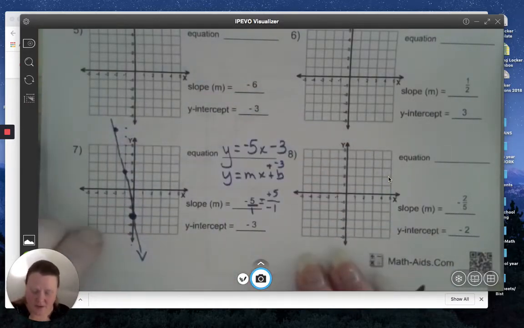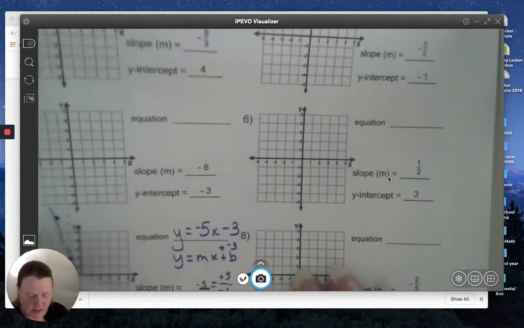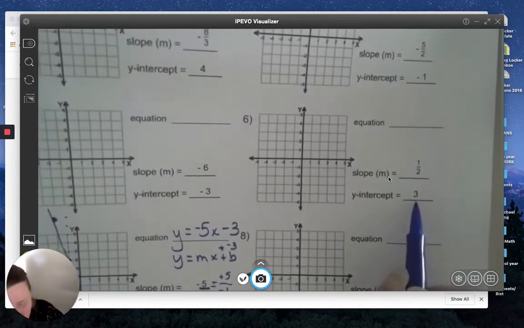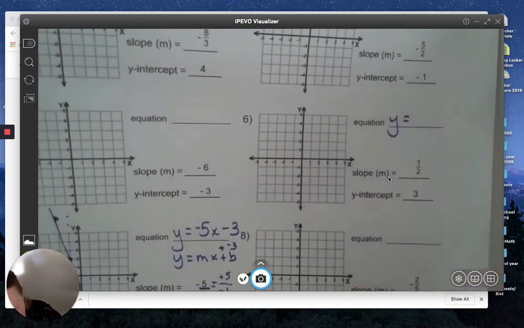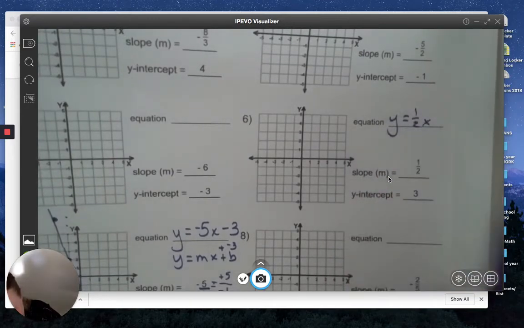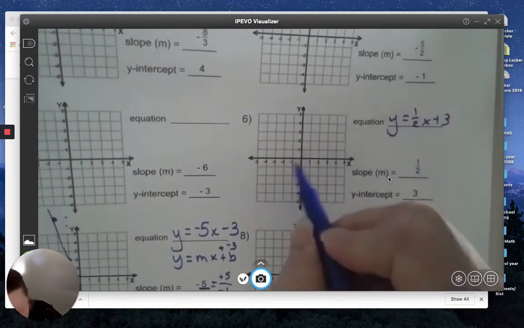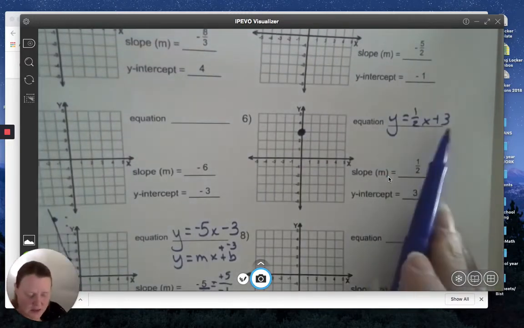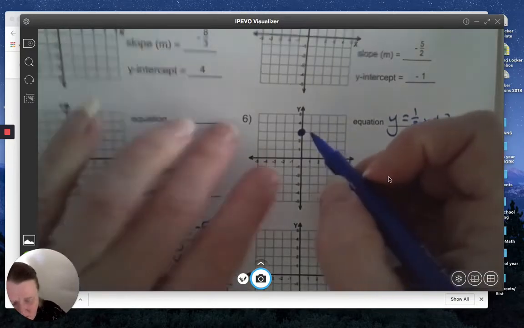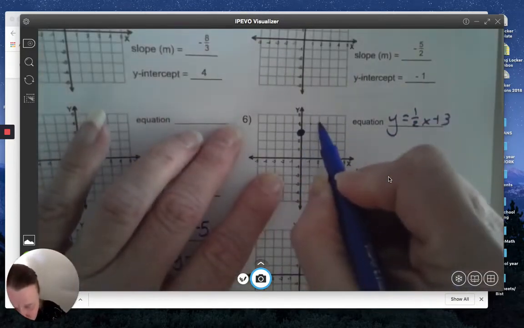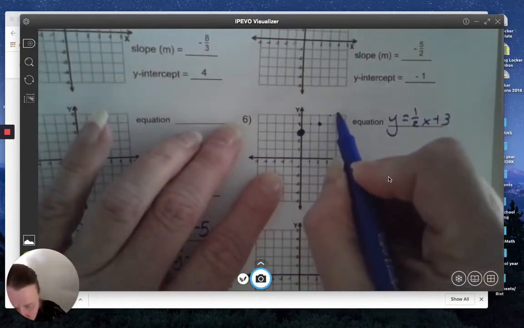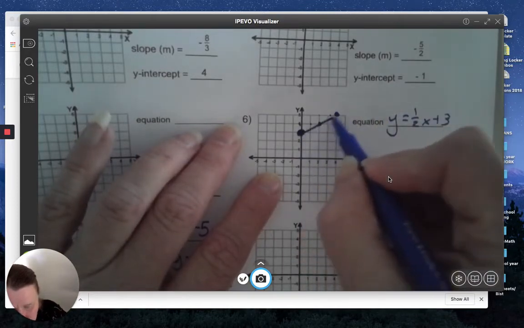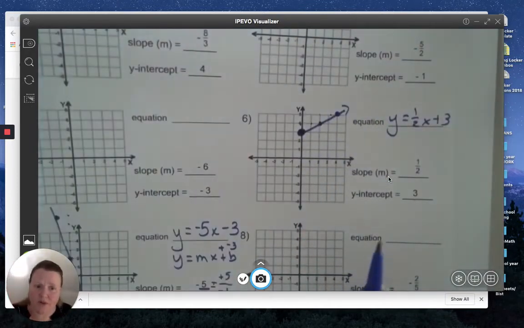Let's try another one in the same format. We are starting at 3, so I'm going to rewrite my equation here as y equals 1/2 x plus 3. We will start at +3 this time because we have a positive number and a positive 1/2. So that would be up 1 and over 2. Up 1 and over 2. And if you only needed to give 3, that would be perfectly fine.